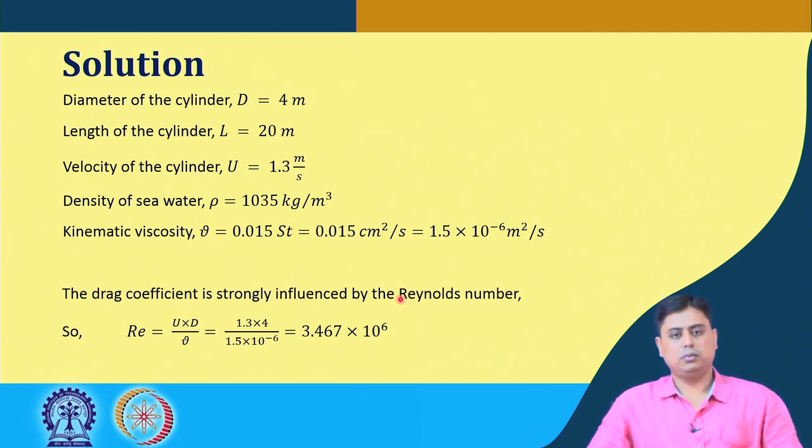We check how much it is. We see for this particular problem the Reynolds number is in the magnitude of 10 to the power 6, which is much higher than 10 to the power 5. So, we can consider the drag coefficient CD value as 0.75, that is mentioned in the information that is given in the problem.